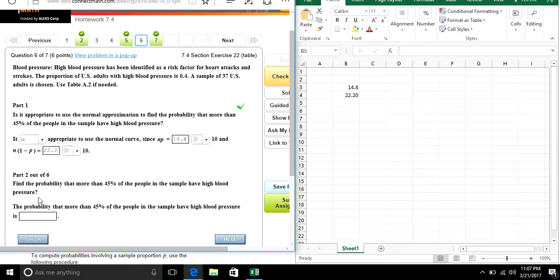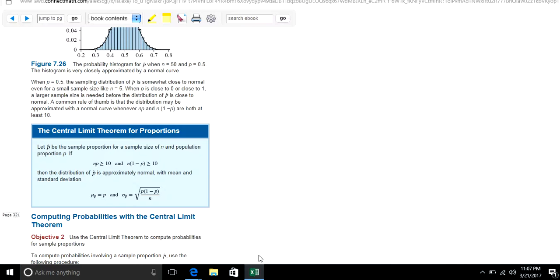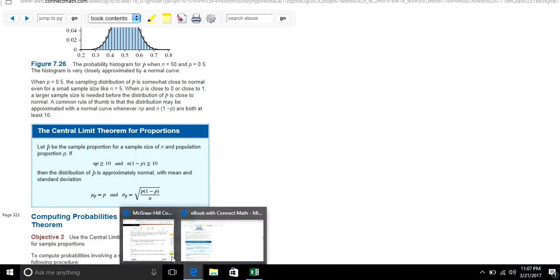Question 2. The probability that more than 45% of the people in the sample have high blood pressure. Alright, so go ahead and delete these. So we're going to have to find the z-score and the area. And the formula for the z-score will be this right here. For proportions, it's the square root of p times 1 minus p divided by n. So that's what we're going to do here.